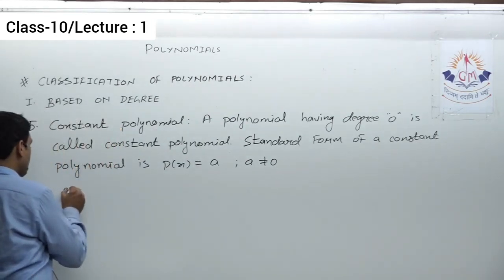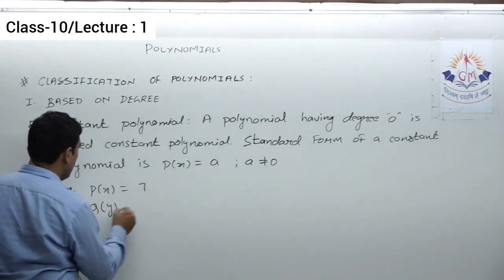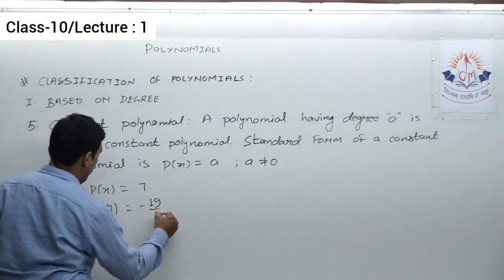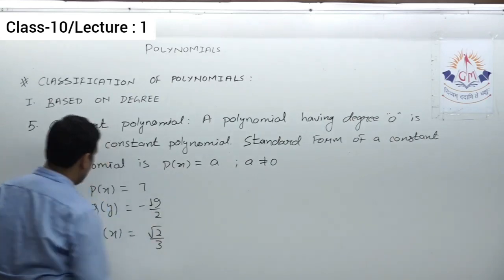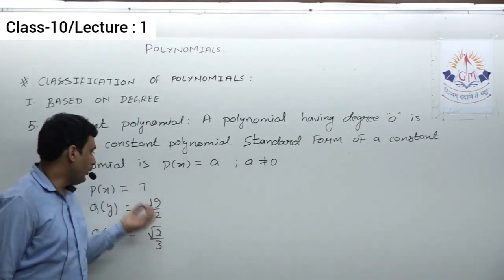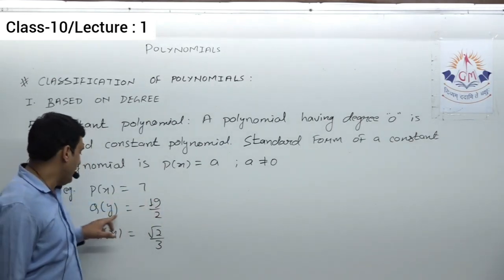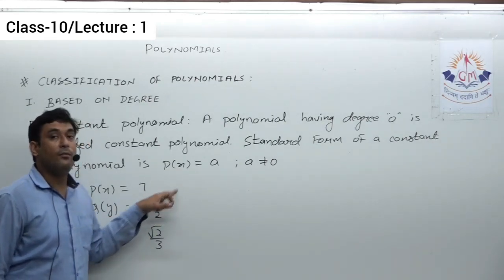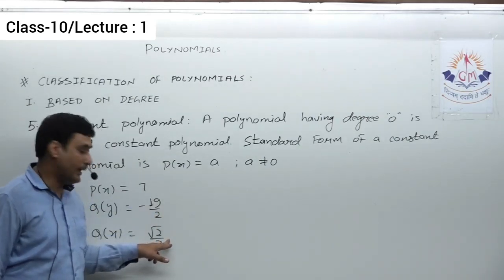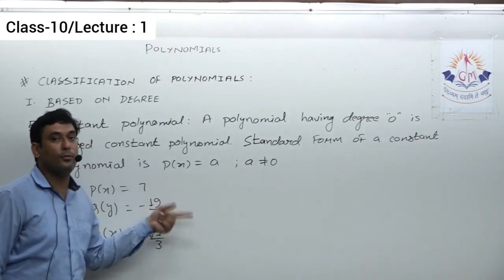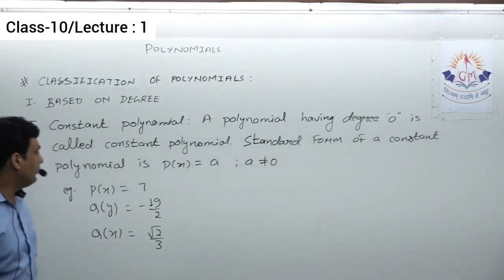Okay, example, I can write p(x) = 7. I can write q(y) = -19/2. I can write q(x) = root 2 by 3. These are the examples of the constant polynomial, because here p(x) = 7 is 7 into x raised to 0. Here the variable is y, so I can multiply by y raised to 0. So the maximum power of the variable is 0, so it's a constant polynomial. Similarly root 2 by 3 into x raised to 0, so 0 is the maximum power. So please note it down.